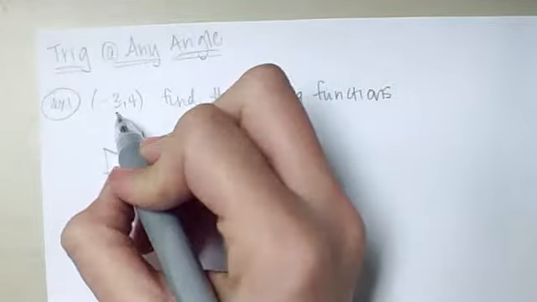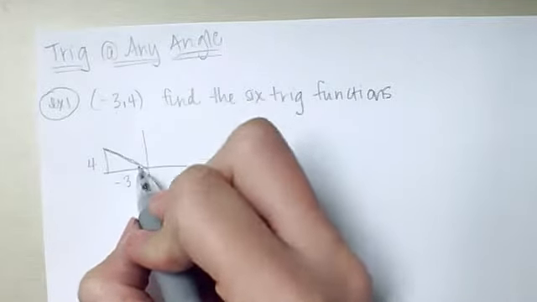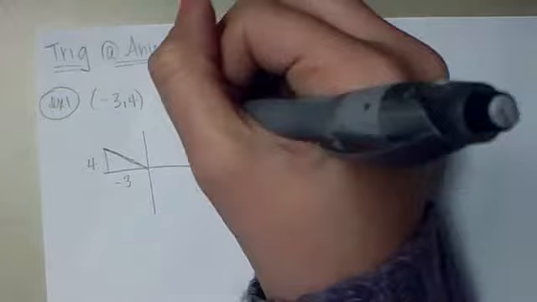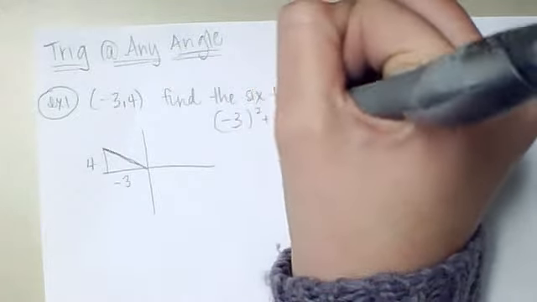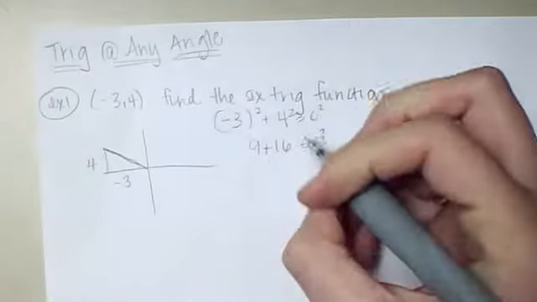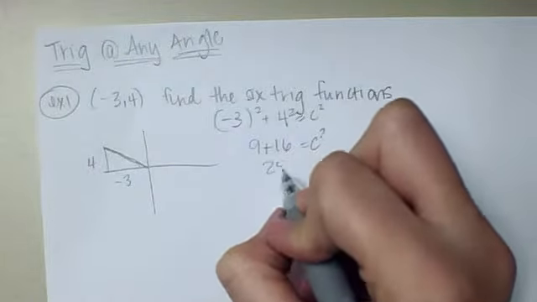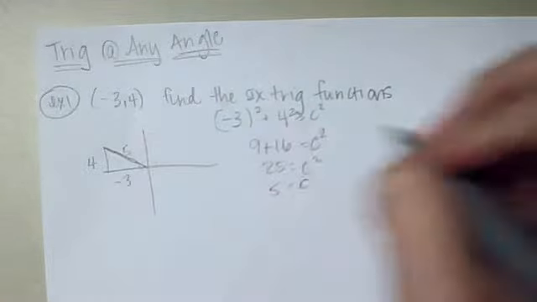My x-coordinate would be -3, and my y-coordinate would be 4. And then I can use the Pythagorean theorem to find this third side. So I have (-3) squared plus 4 squared equals c squared. (-3) squared is 9, 4 squared is 16, and if I combine those I have 25. So my third side is 5, my radius.